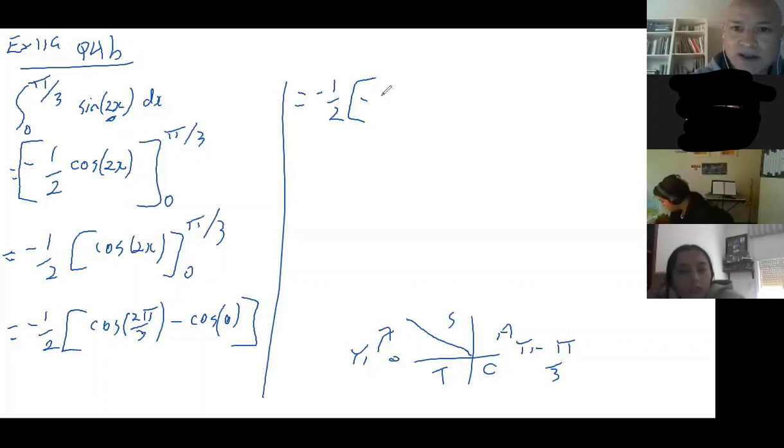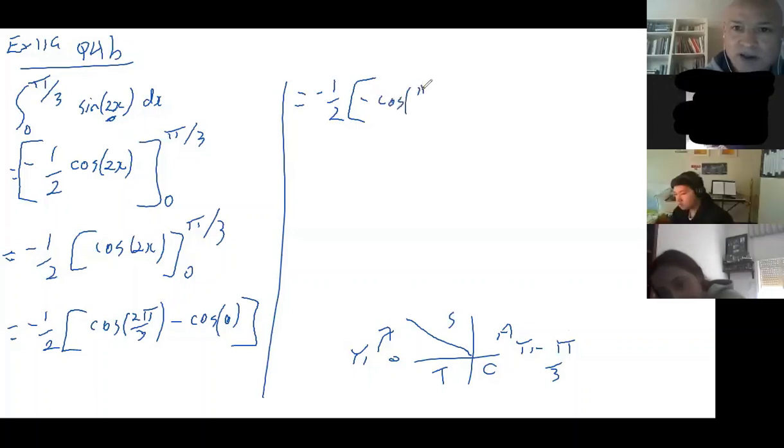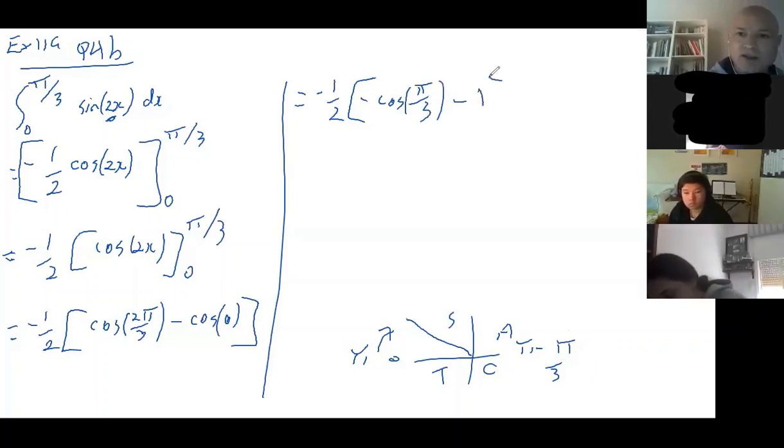Negative cos of pi over 3 minus cos of 0. Well, cos of 0 is 1. I can just write that 1 there. Okay, I'm doing this extra step so you guys remember how to do this. So now I can continue.